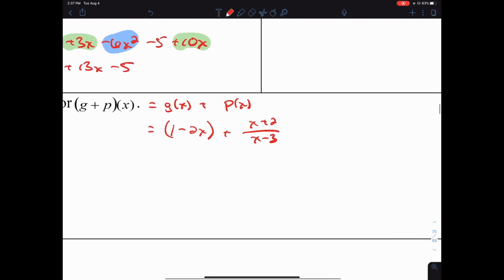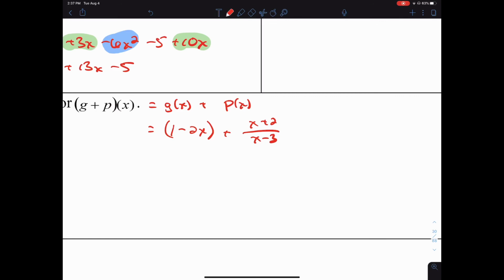Now you might be wondering, why didn't I use parentheses? Well, you said when you substitute, use parentheses. Well, parentheses is really a poor choice of words. The better choice of words is use grouping symbols. A fraction is a grouping symbol. This is all one group. So if you want to put parentheses here, you can. It's not needed because this is already assumed to be one group.